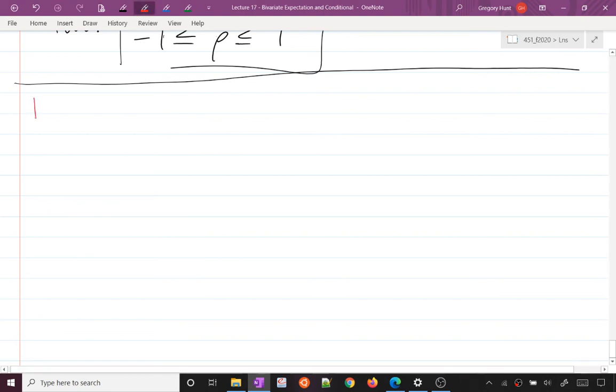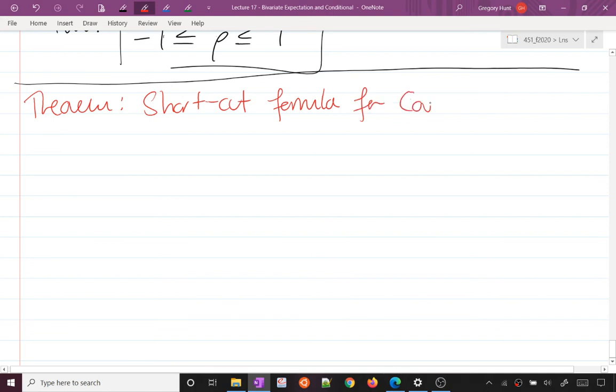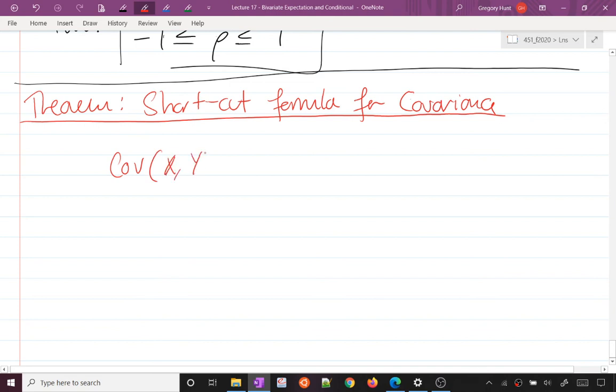Like the variance, there is a shortcut formula for covariance, and therefore correlation. So the theorem says that the covariance between two random variables x and y can be calculated as the expected value of the product minus the product of the expectations.